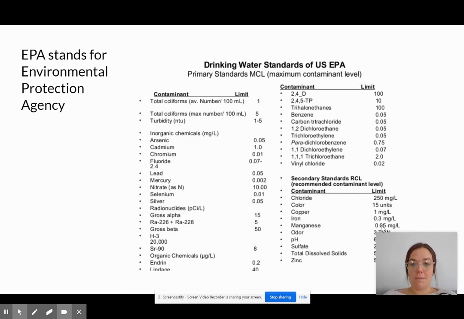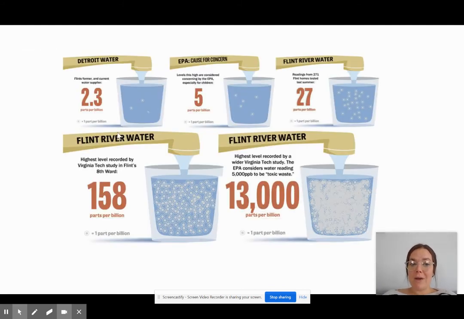So there are what are called maximum contaminant levels of all kinds of different contaminants. And as long as the water samples do not have above that level, it's not considered toxic or unsafe. But what happened in Flint is that the levels of lead reached toxic levels. So water in Detroit, which is just down the road from Flint, has an average of about 2.3 parts per billion. 5 parts per billion and above is when you start to have concern.